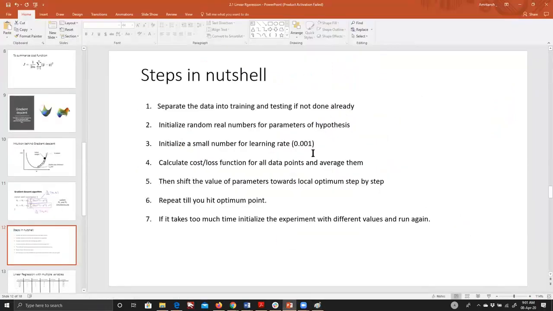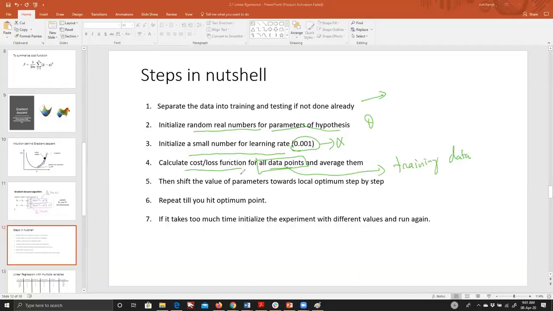Okay, so if we were to come up with a small algorithm, go step by step. So first task is to separate the training and testing data if not done already. Now initialize random real numbers for parameters of the hypothesis, meaning theta. Initialize a small learning rate. Now this is an example. You can try and test with different alpha. Calculate the cost and loss function for all data points. Remember all data points, but it means training data. And average them. Okay, average is 1 by m.